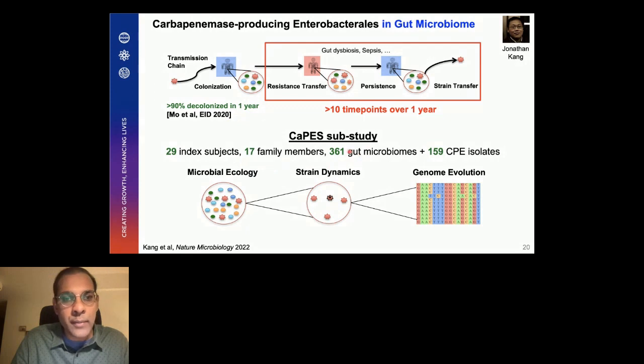We used gut microbiome sequencing, so metagenomic sequencing, as well as isolate sequencing of the CPE species, so the E. coli and the Klebsiella, which are multi-drug resistant here, as part of the study. What we wanted to study was both the microbial ecology, but also, at the strain level, the dynamics of E. coli and Klebsiella, as well as genome-level evolution of the various strains and acquisition of resistance, perhaps over time.